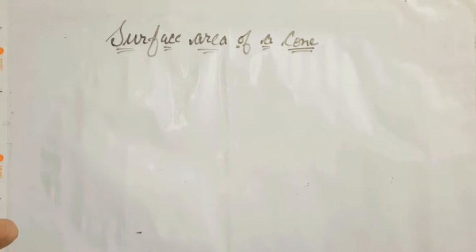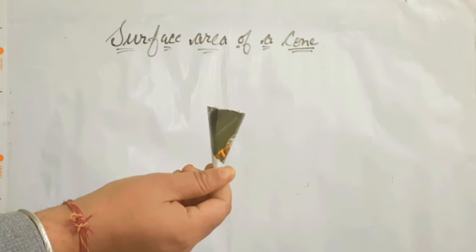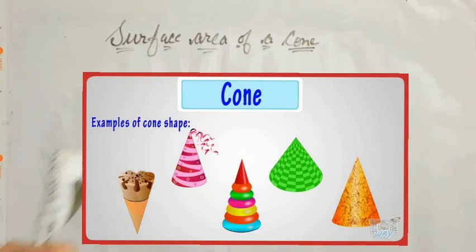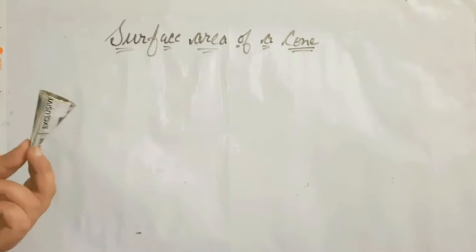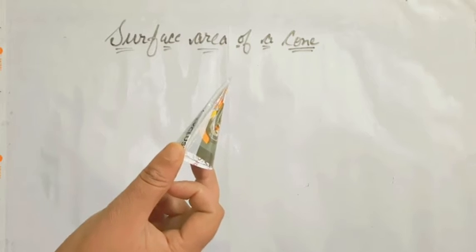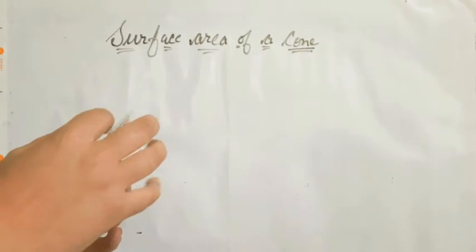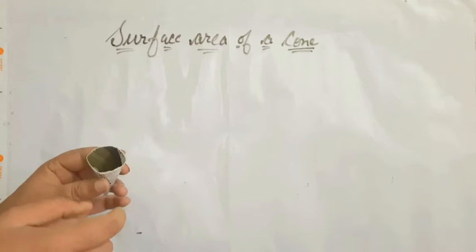along with its circumference, it will take the shape of a cone. You may have seen so many objects like this, such as ice cream cones. These are all examples of the shape of the cone. Now we have to find the surface area of this cone. You can see this cone has two surfaces: one is the curved surface and one is the circle at the bottom.